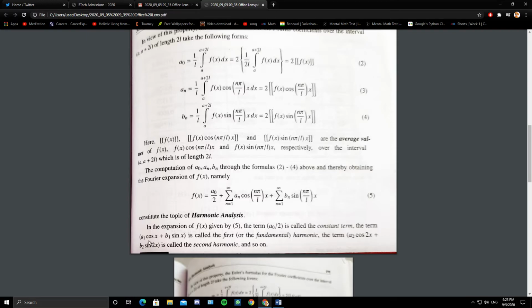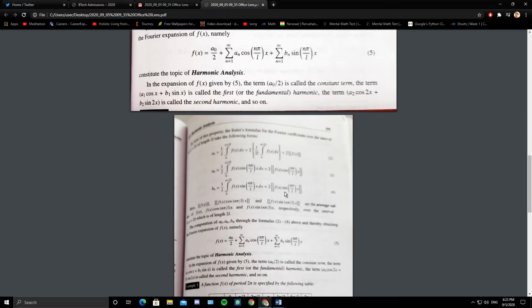First harmonic means a1 cos x plus b1 sin x, this sum. Second harmonic, the sum a2 cos 2x plus b2 sin 2x. Similarly, third harmonic, the sum a3 cos 3x plus b3 sin 3x. So for the first harmonic, the suffix will be 1 and the angle will be multiples of 1. For the second harmonic, the suffix will be 2 and the angle will be multiples of 2. For the third harmonic, the suffix will be 3 and the angle will be multiples of 3. You should remember the formula for the constant term, first harmonic, second harmonic and so on.